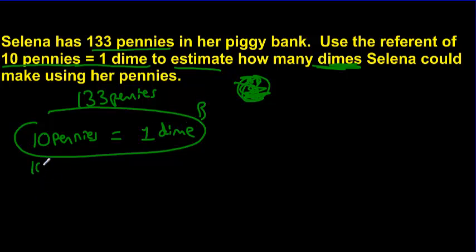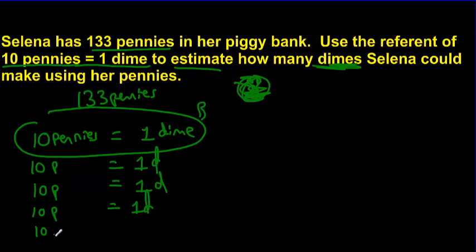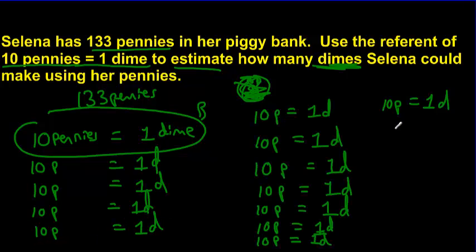So we've got to keep making more tens. 10 pennies is 1 dime. 10 pennies, 1 dime. 10 pennies, 1 dime. Alright, I think we got it here. We've got 10, 20, 30, 40, 50, 60, 70, 80, 90, 100, 110, 120, 130. I've got right now 130 pennies, which is pretty close to 133.